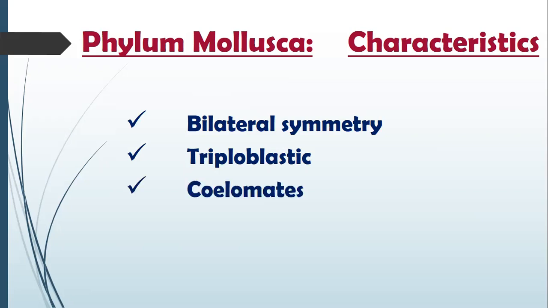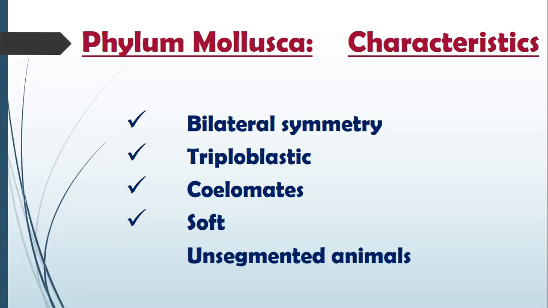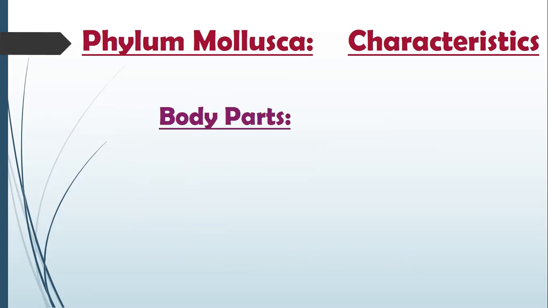Then they are coelomates, means they are true coelomates, and the coelom is lined from both sides with the mesoderm. Then the body is soft. This is very important about Mollusca. The characteristic feature of Mollusca is that their body is soft and unsegmented as well. So these two features are the identifying features of this phylum, that these members are soft bodied and unsegmented. If they are soft, then they must have some protection in the form of an exoskeleton. So let's go through its body parts.